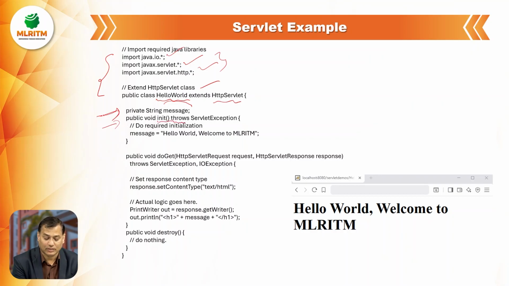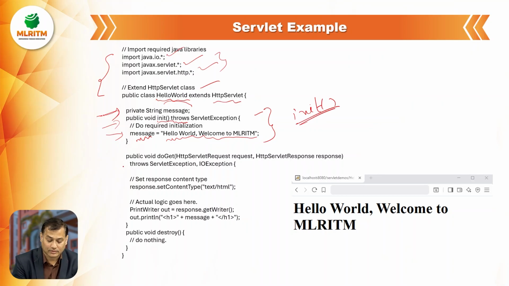Then the public void init method is the initial method of the servlet. In this we are initializing the data member, the variable named message, and writing some message to be displayed on the screen. So this is the first method, the init method, and it is written in this way in the servlet program.